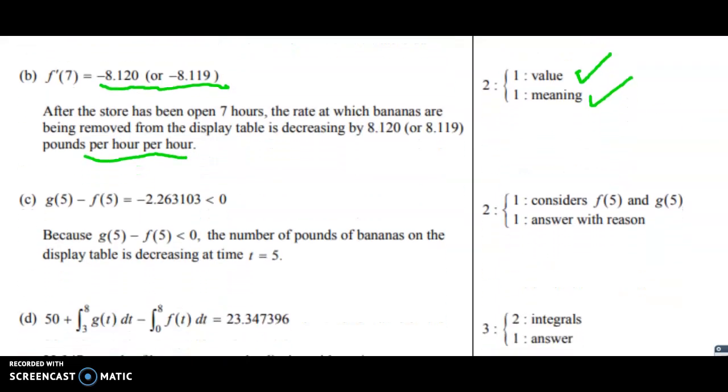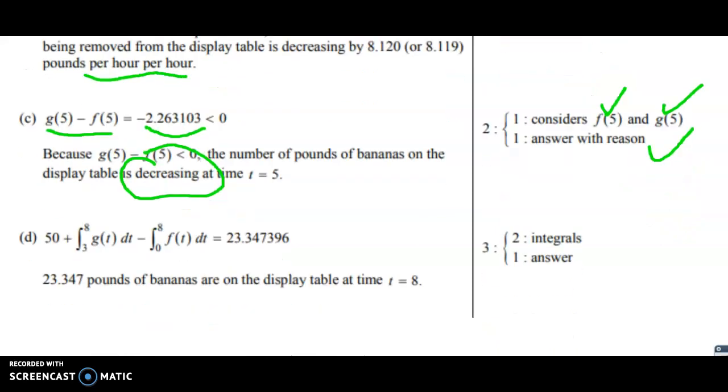In letter C, you get 1 point for doing something with f of 5 that has to be seen, something with g of 5 has to be seen. In other words, how are you getting your number? Show us. And then the reason and the answer. So you get that number, and then you have to tell me what it means, that the pounds of bananas on the table is decreasing because the overall rate is negative.